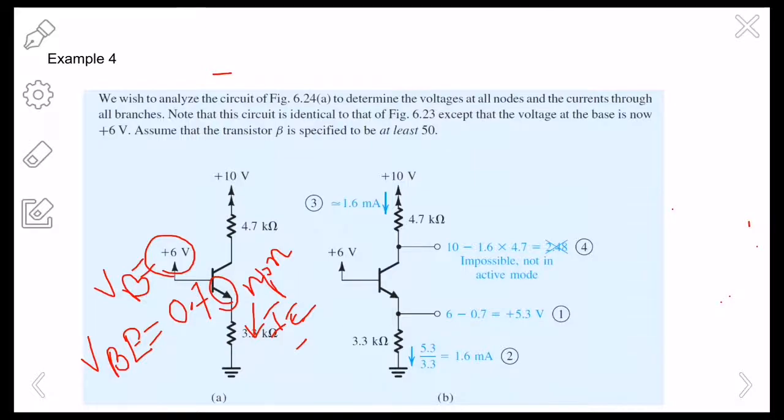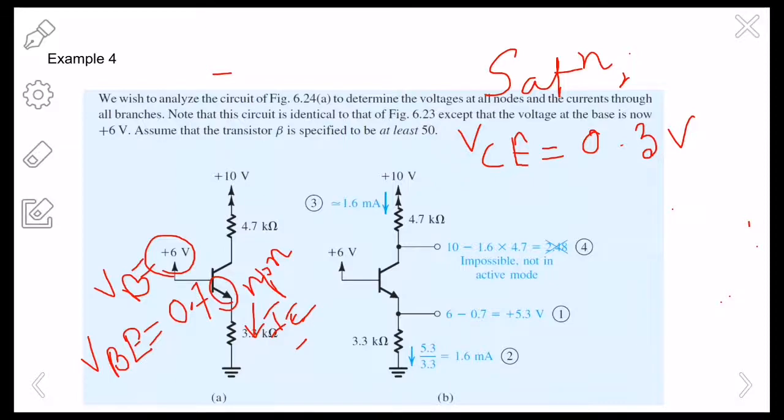So now let's try out the saturation region approach. If you recall, previously I talked about how, if it is in the saturation region, then VCE will be around 0.3 volt. So let's assume that VCE is 0.3 volt because it is working in the saturation region. Now I'm pretty sure that it is working in the saturation region. So VCE is 0.3, and I know the value of VE.